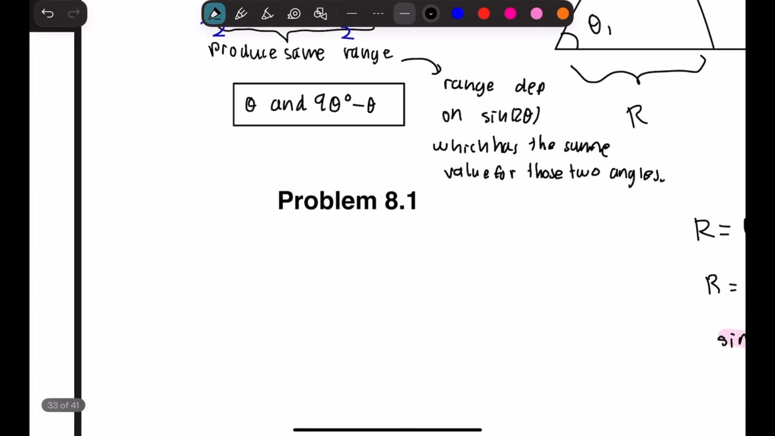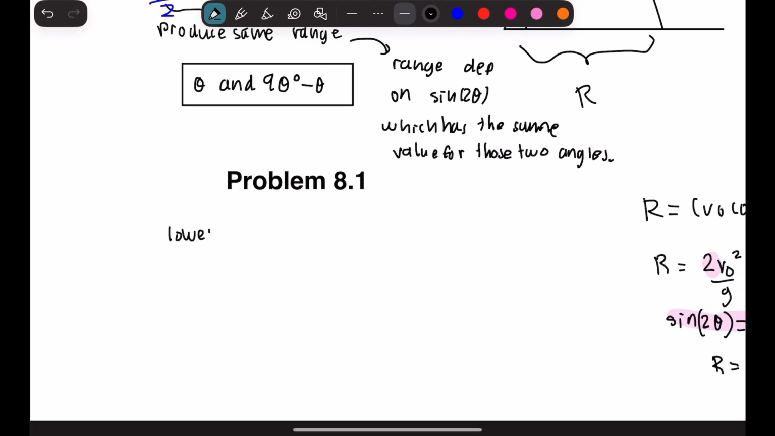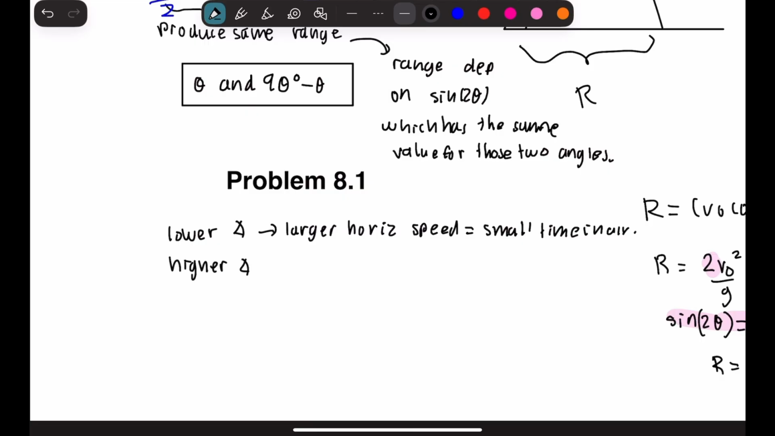And the reason why this makes sense is that if you have a lower angle, that means you have a larger horizontal speed, and that's going to equal a small time in the air. But if you have a higher angle, that is going to be a small horizontal speed, and that's going to equal a large time in the air.